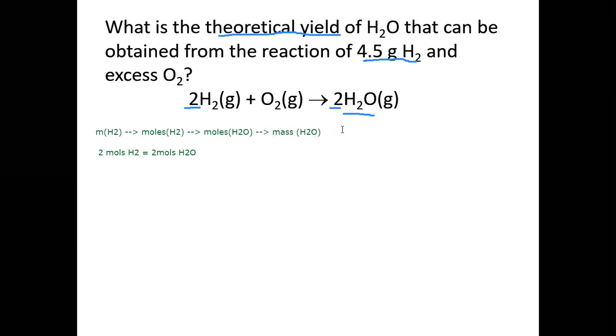Secondly, we're going to need the molar masses. So the molar mass of H2 is 2 grams per mole, if we just say hydrogen's 1 gram each. And for H2O, it's 18 grams per mole. So now we have the molar masses, and we have the equality, or the conversion factor, if you want to call that, between H2 and H2O. So now we can set up our train tracks and convert between the two.